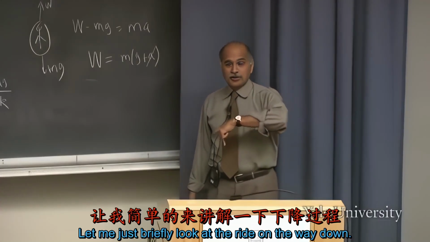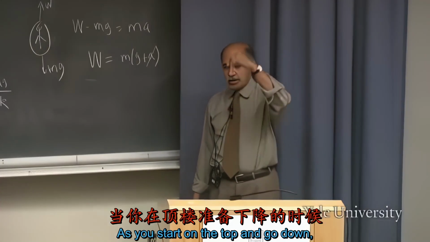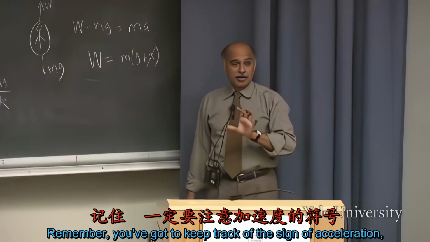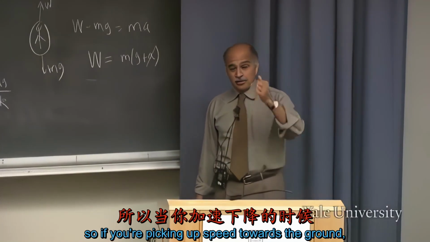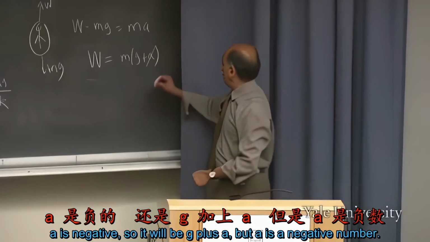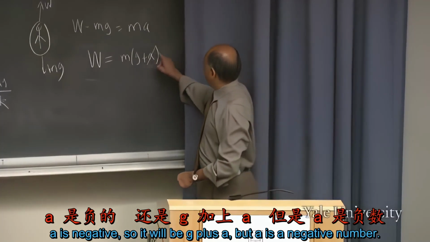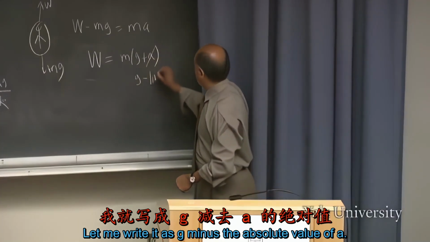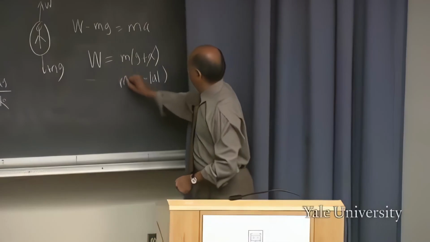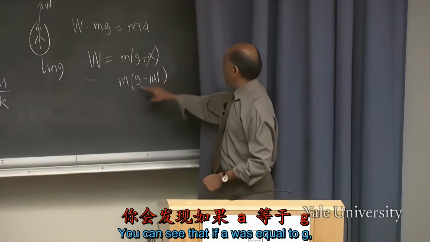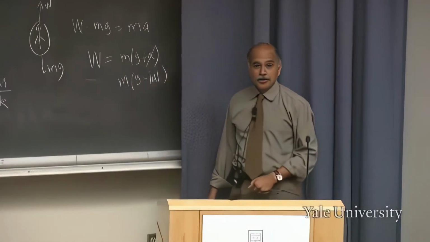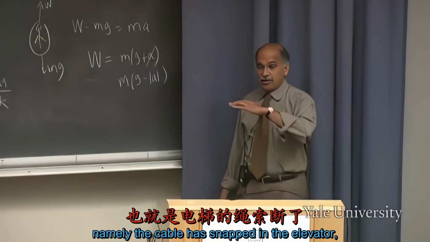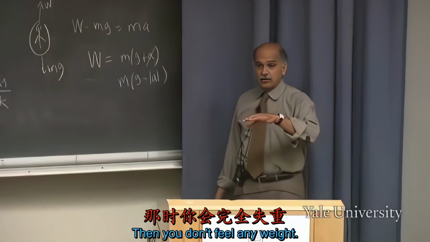Let me just briefly look at the ride on the way down. As you start on the top and go down, your acceleration is negative. Remember, you've got to keep track of the sign of acceleration. So if you're picking up speed towards the ground, a is negative, so it would be g plus a, but a is a negative number. So let me write it as g minus the absolute value of a. And you can see that if a was equal to g, your downward acceleration is that of gravity, namely the cable has snapped in the elevator, then you don't feel any weight.